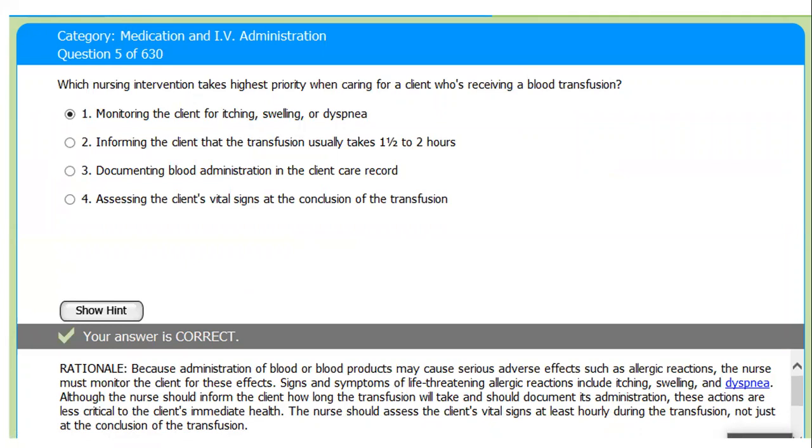When you check the blood ready to transfuse, after infusion it will be checked for transfusion reaction. If any one of the reactions is there, we have to stop. We have to notify the healthcare provider, or we give them some antihistamine to stop the allergic reaction. So they said monitoring the client for itching, swelling, and dyspnea.